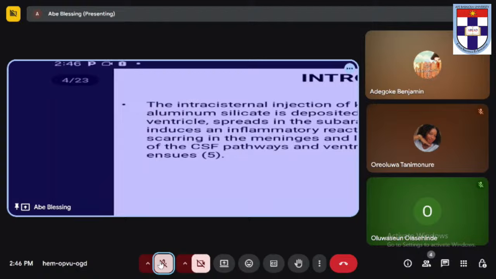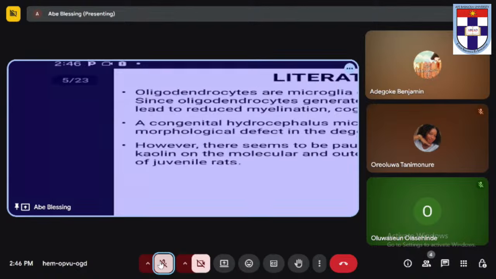Kaolin is an aluminum silicate, which is usually induced via the cisterna magnum and is actually the most common chemical used in inducing hydrocephalus, which has been proven to be successful in animal models such as rats, mice, pigs, and so on. What it does is to induce an inflammatory reaction and fibrous scarring in the meninges and leads to an obstruction in the passage of cerebrospinal fluid, and this can cause the ventricles to enlarge.